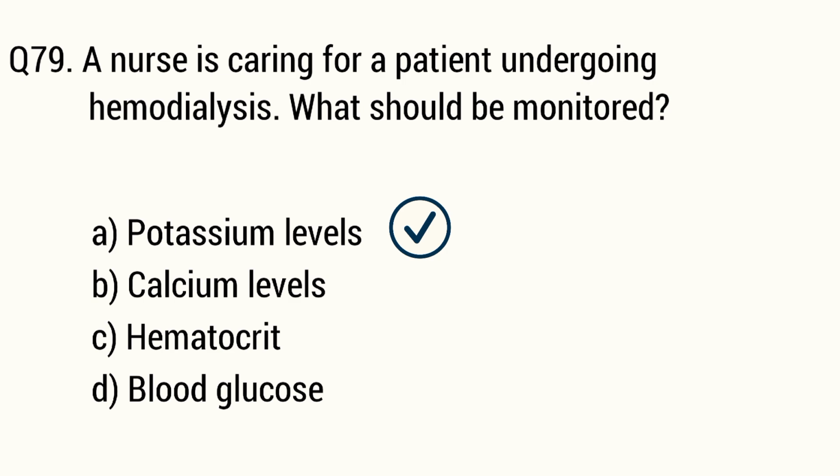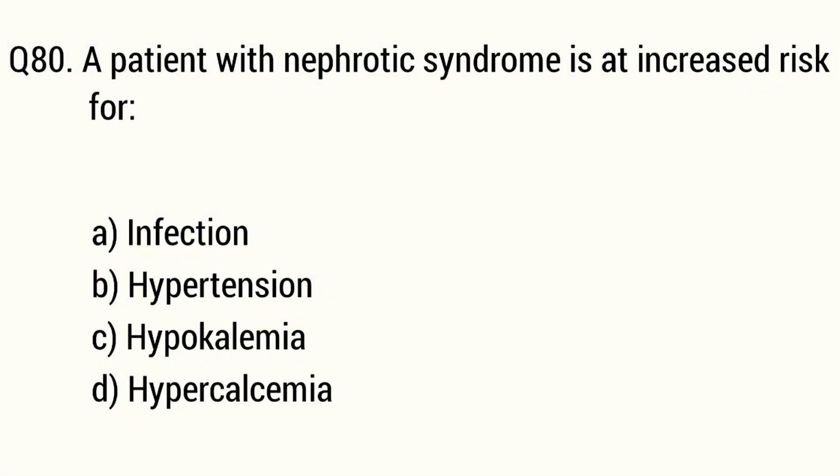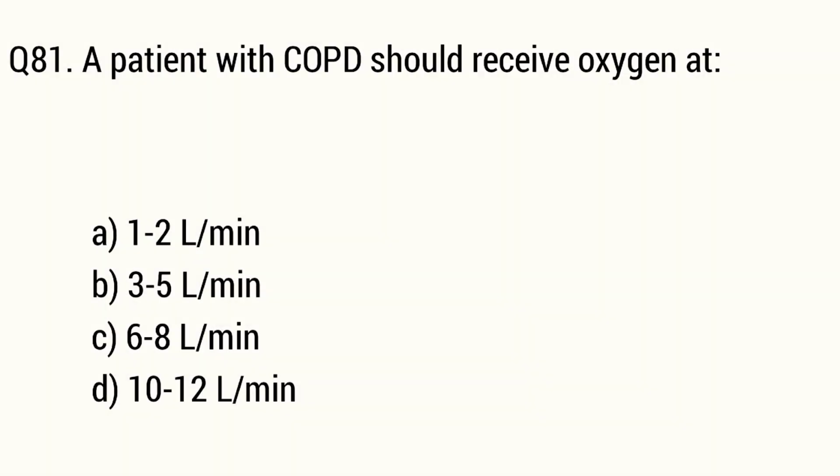Question number 80. A patient with nephrotic syndrome is at increased risk for. The right answer is option A and B. Infection and hypertension. Question number 81. A patient with COPD should receive oxygen at. The right answer is option A. 1 to 2 liters per minute.